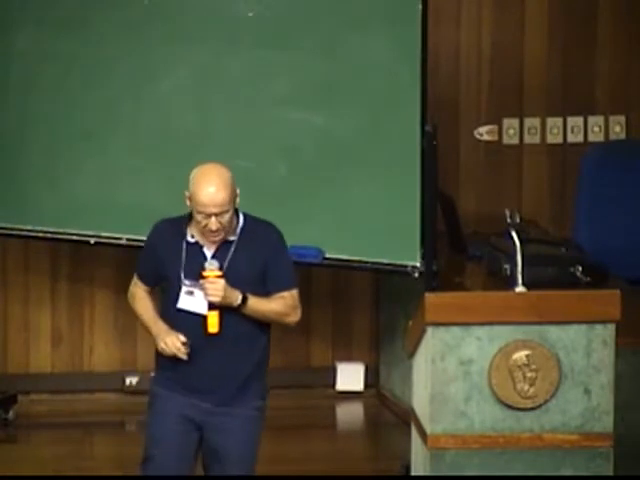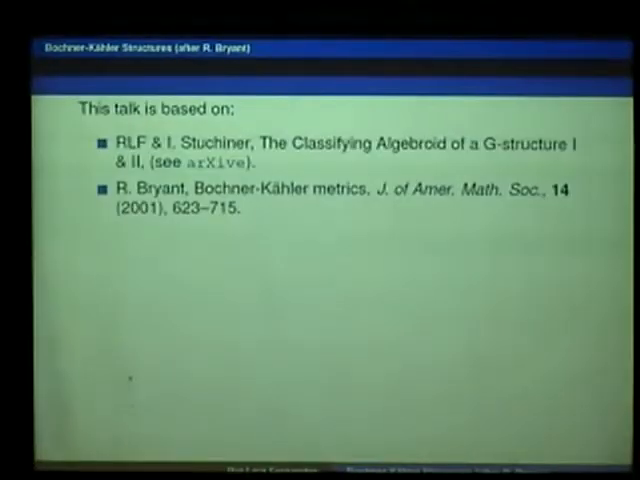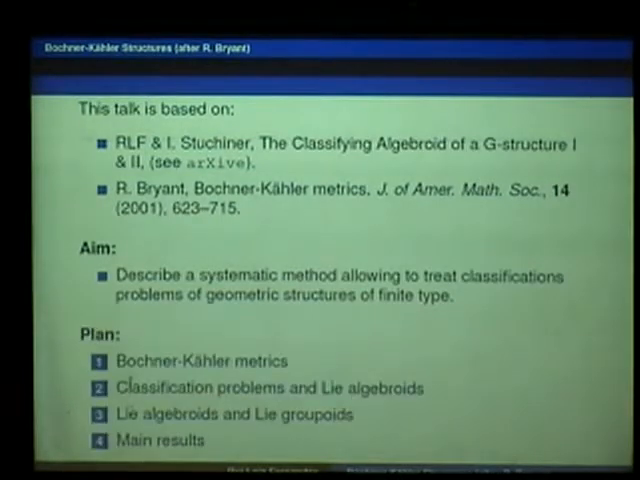So basically this is based on some joint work with Ivan Struchiner, who is from here, from USP, and it builds on this paper of Bryant, where he classifies, in some sense, Bochner-Kähler metrics. So I already told you more or less what is my aim. There will be 4 parts in this talk. In the first part, I will recall what is a Bochner-Kähler metric, and then I'll slowly build into the classifications and explain how this extended Lie theory enters into the picture. And in the fourth part, I will come back to the classification issues.